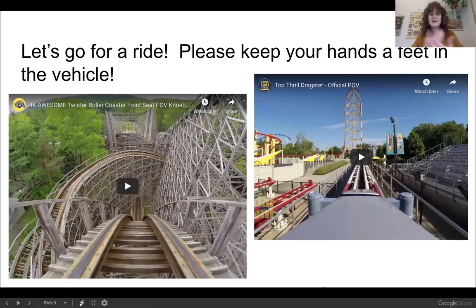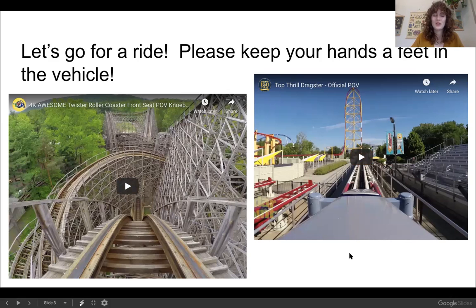What we're talking about today can be demonstrated very well by riding a roller coaster. So I've embedded 2 videos here. Go to this section in the slideshow, pause my video, watch these. They're fun. This one on the right, Top Thrill Dragster, is one of my very favorite rides in the whole world, and it's very scary looking.